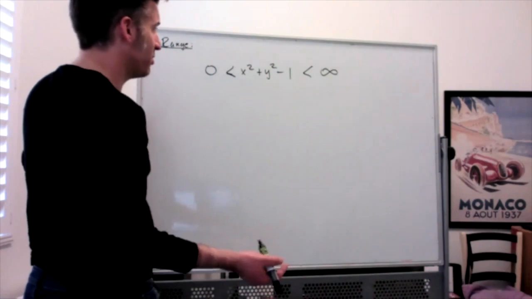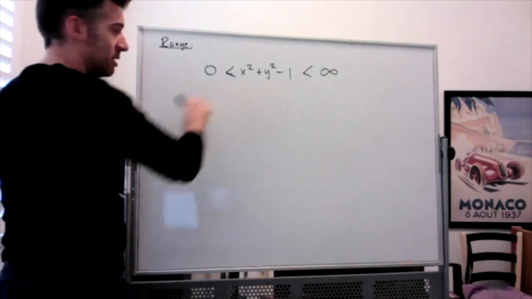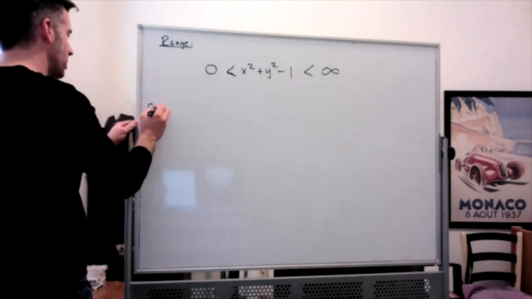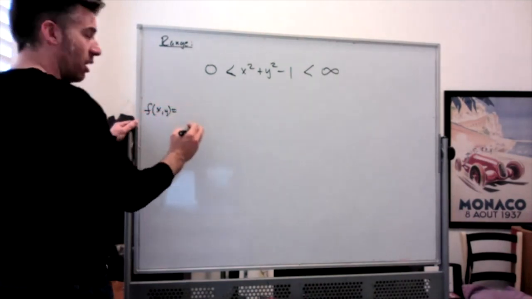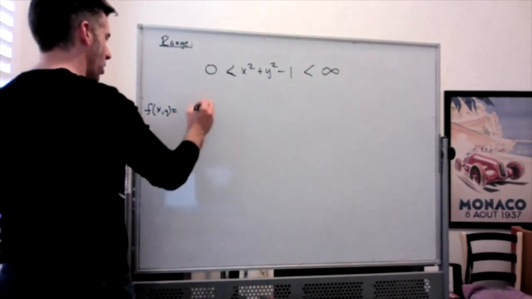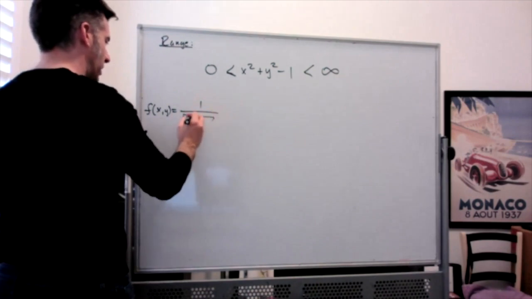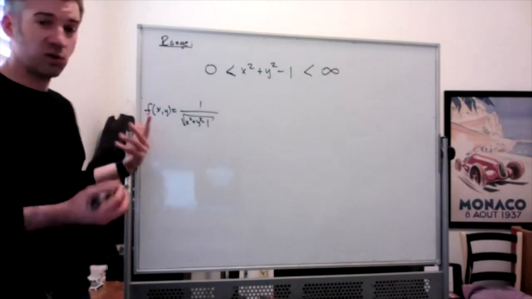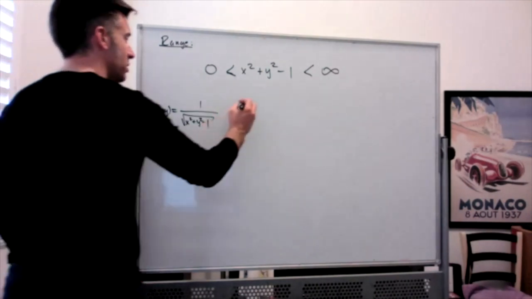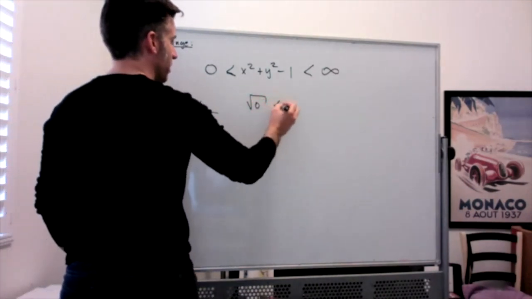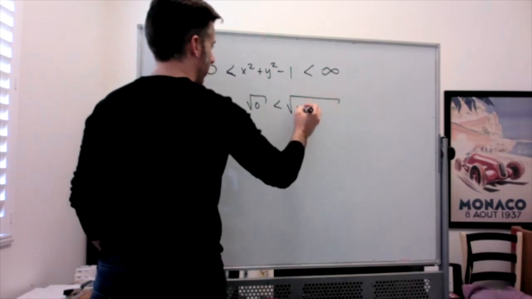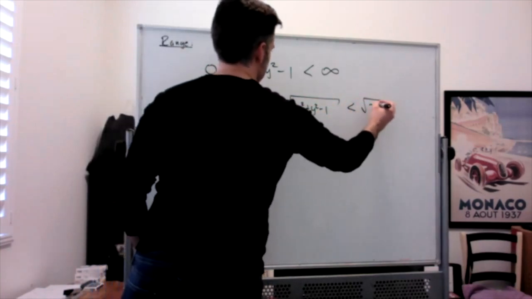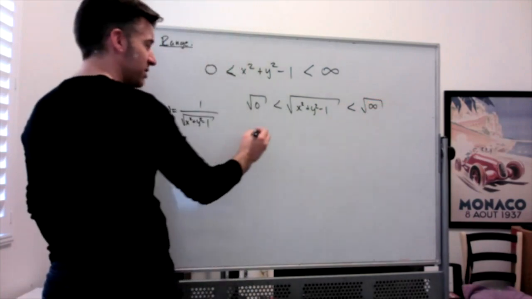So then what I'm going to do is take this expression in the middle and try and make it look like my function. My function, which was, what was my function? It was 1 over the square root of x squared plus y squared minus 1. So first I'm going to take the square root of everything. So the square root of 0 is less than the square root of x squared plus y squared minus 1 is less than the square root of infinity. But the square root of 0 is just 0.